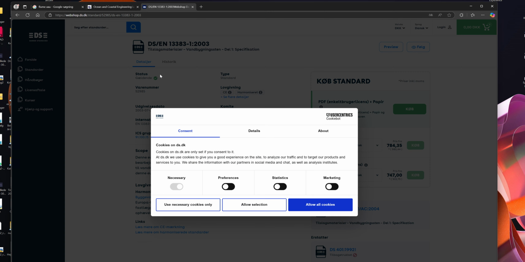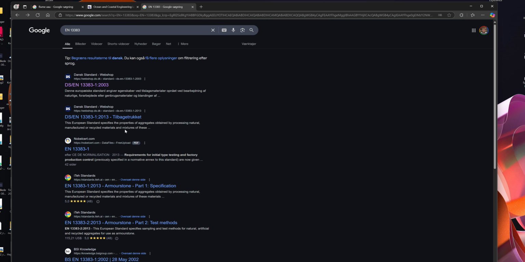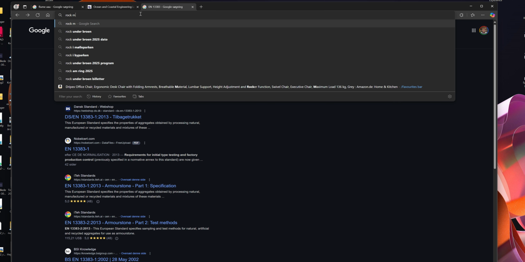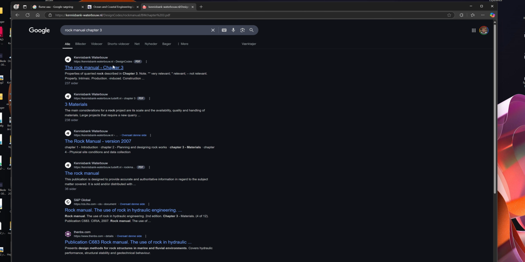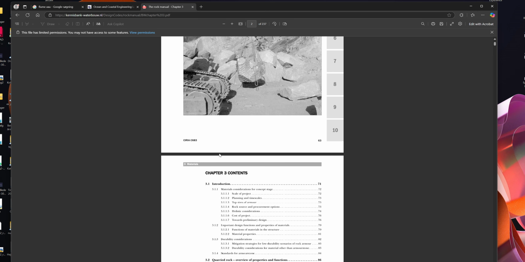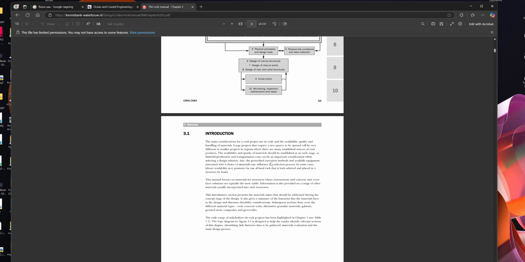So it's this one here. What is it in English? Vandbygningssten. So it's about stones used for offshore engineering. Typically, something that is used is the Rock Manual chapter 3, which is about exactly this, the stones that are used inside of offshore engineering.